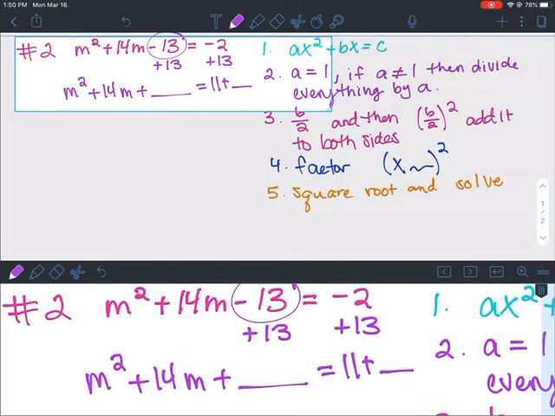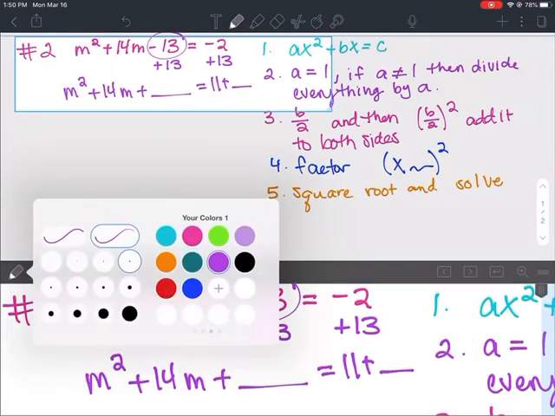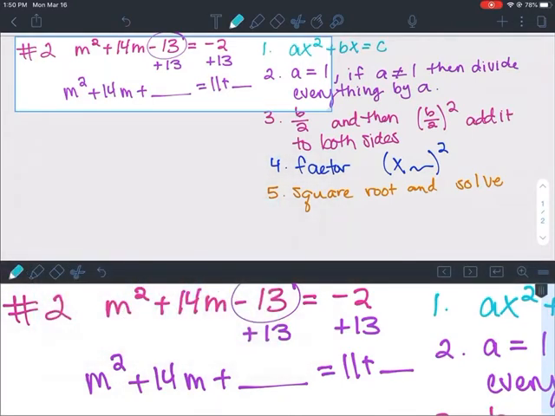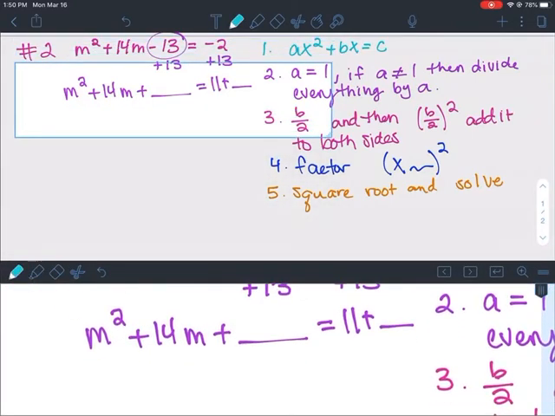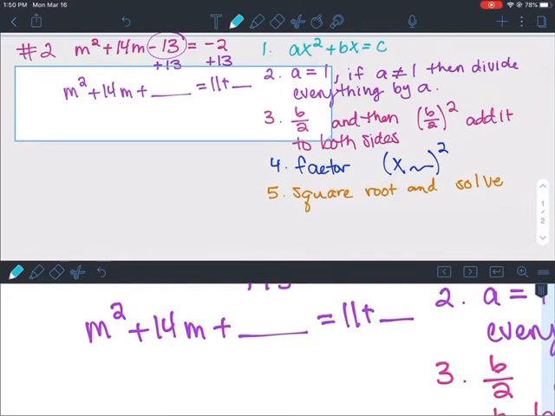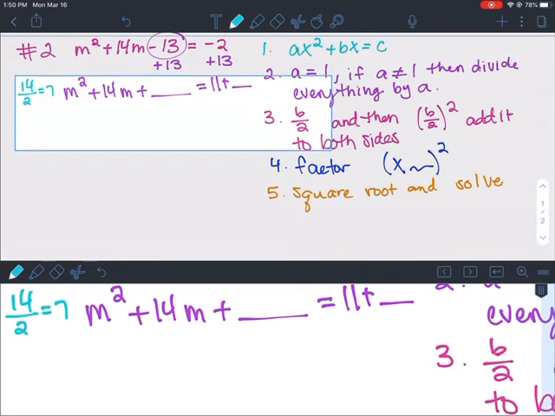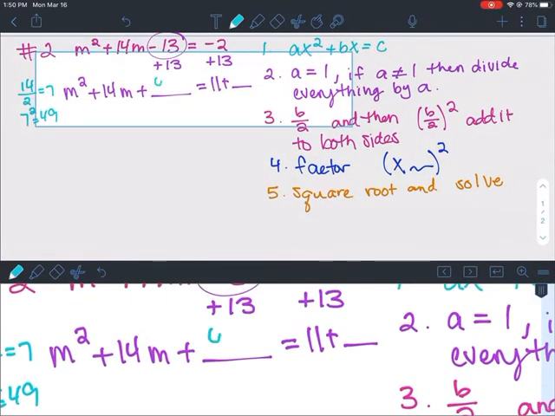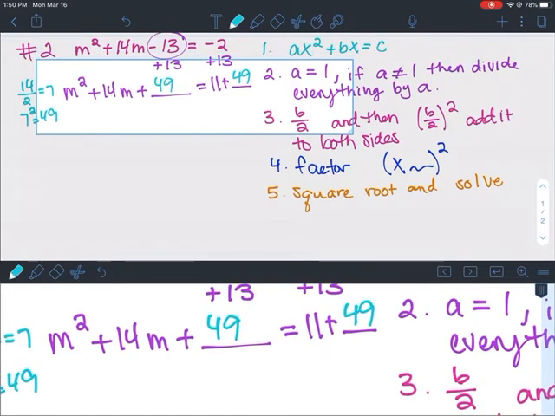When we look at step number 2, a right here is 1, so we should be good to go. All we need to do now is to take half of 14. So half of 14 is 7, and then we're going to square 7 to get 49. And 49 is what's going to go in this blank for me.